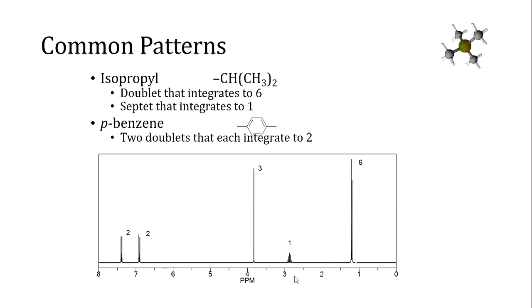And then another common splitting pattern is the para-substituted aromatic ring. So that is an aromatic ring where there are only 2 substituents, and they're on opposite sides of the ring. They generate a pair of doublets, each integrating to 2 hydrogen atoms. And here is the structure of this molecule, para-isopropyl anisole.